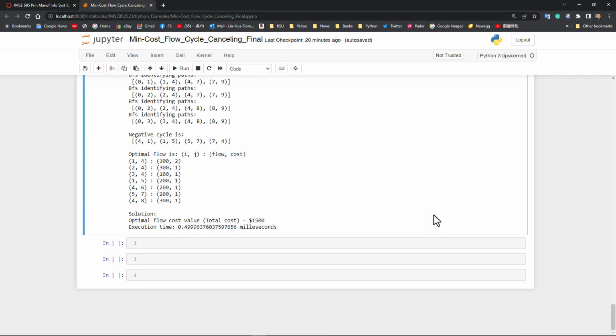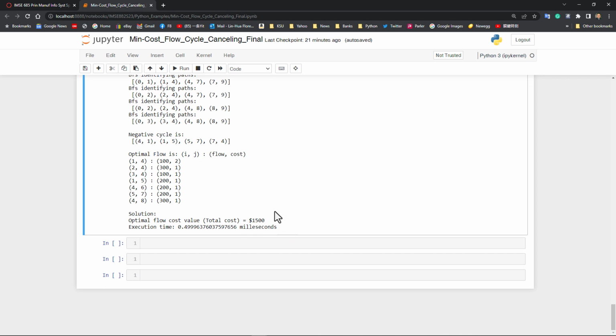And finally, we adjust the maximum flow down there. And this is the optimal flow and associated flow cost. So the optimal flow from 1 to 4 is 100, and the cost is 2. And 2 to 4 is 400. And then from 3 to 4 is 100. 1 to 5 is 200. 4 to 6 is 200. And 5 to 7 is 200. 4 to 8 is also 300. So the total cost is 1,500.